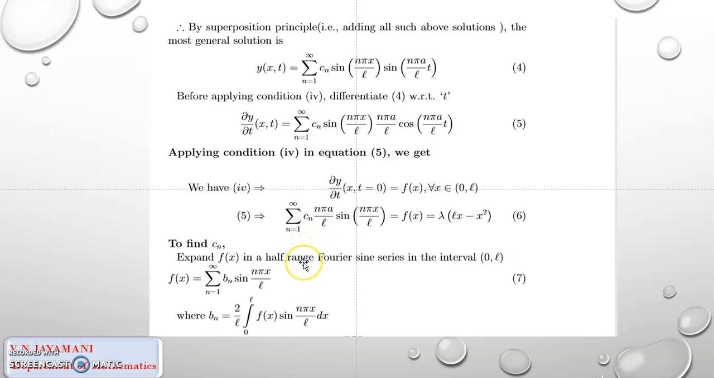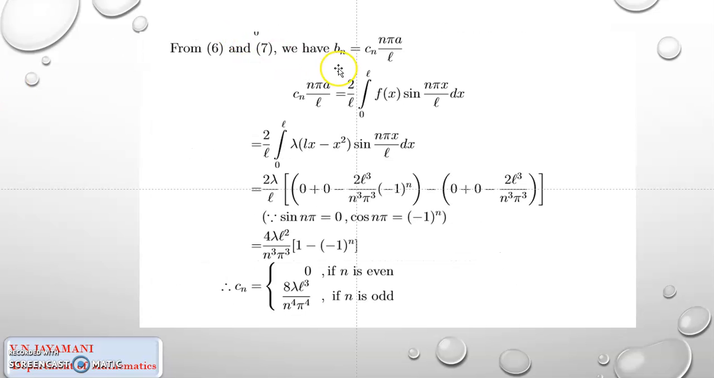For that we know the half range Fourier sine series in the interval 0, L is f of x is equal to summation n is equal to 1 to infinity bn sin n pi x by L. We know the formula for bn is equal to 2 by L integral 0 to L f of x sin n pi x by L dx. Now compare equations 6 and 7. Cn is equal to bn, and f of x is equal to lambda into Lx minus x square. So now we are going to calculate the Cn value. So bn is equal to Cn into n pi a by L.